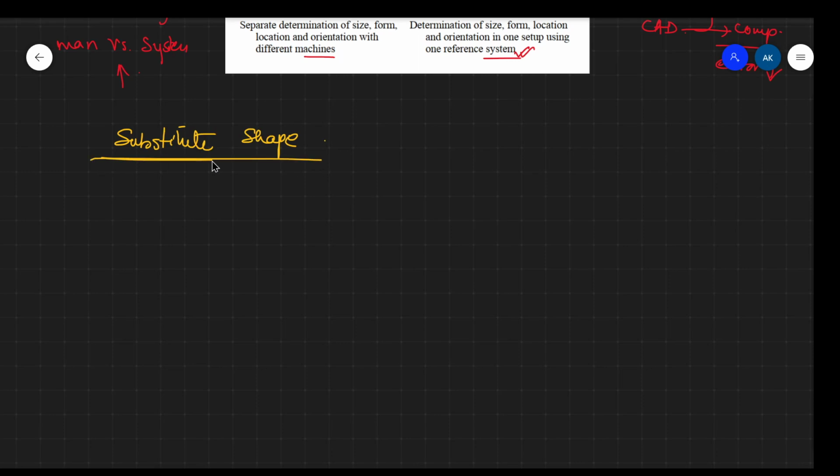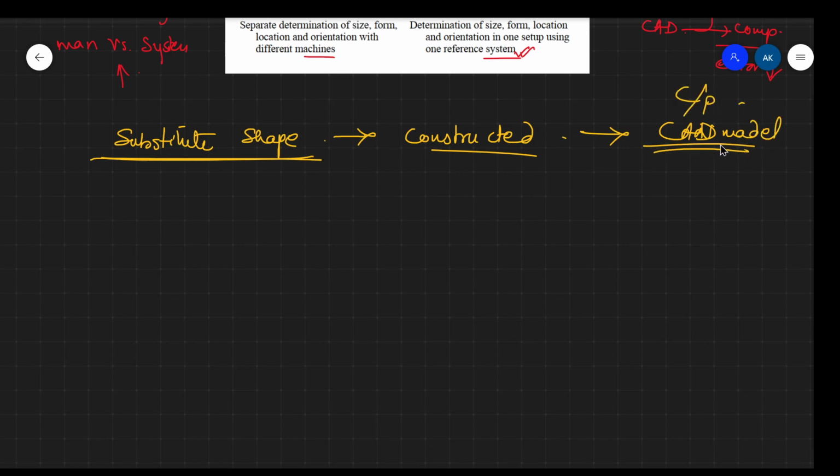Once this substitute shape is constructed, you can compare it with the CAD model. I will write compare. So our aim is to make this now. To make this, there are a few terms which we should know. And just knowing those terms will not help us. We will have to know some mathematics also.